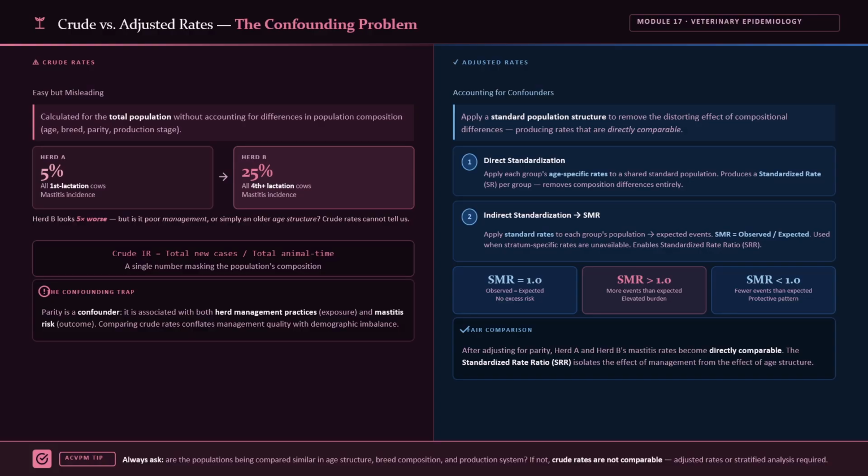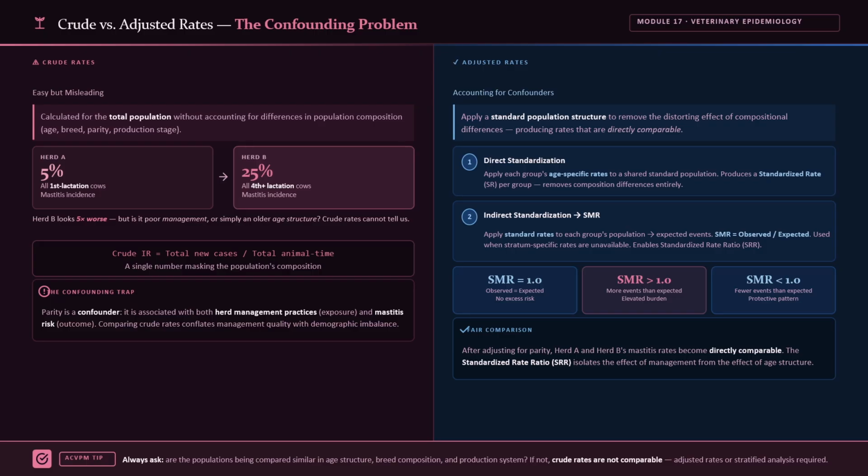Trap that catches people constantly, comparing two populations and forgetting they aren't built the same way. Let's talk about crude versus adjusted rates and the confounding problem underneath them. Picture two herds. Herd A has a 5% mastitis incidence. Herd B has 25%. At a glance, herd B looks 5 times worse. Clearly bad management, right? Not so fast.